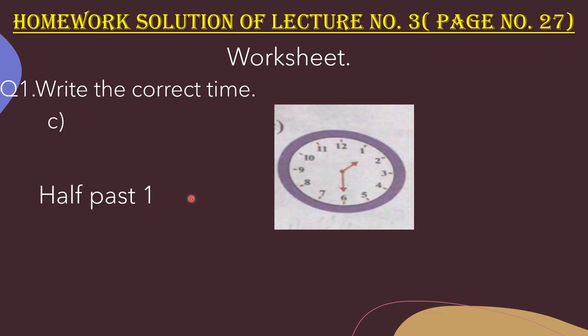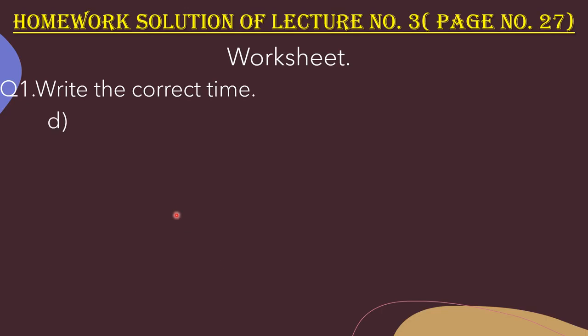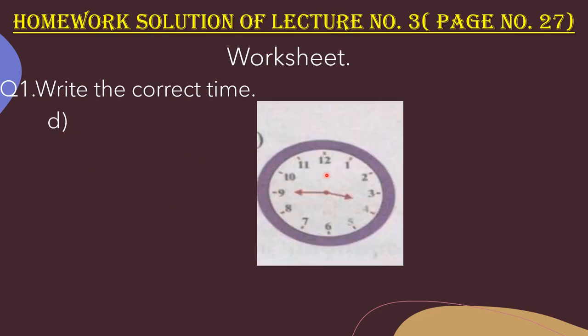So what is the time? That is half past 1. Or in another way 1:30 because minute hand is at number 6, so we will multiply 6 by 5. Okay, and one more way to write this, that is 30 minutes past 1. Now D part. Here again we have a clock. Now where is the minute hand? Minute hand is at number 9.